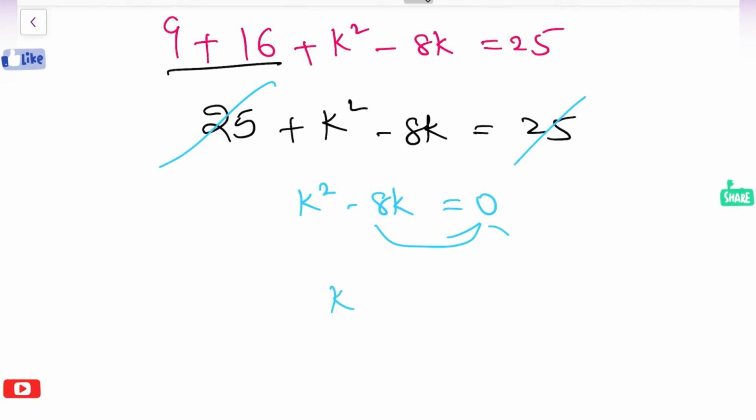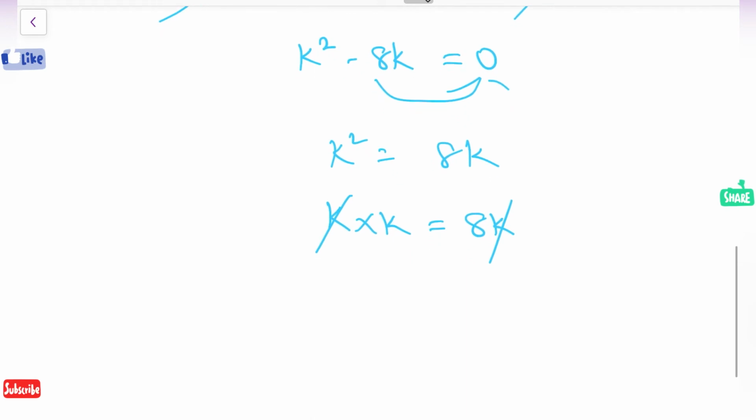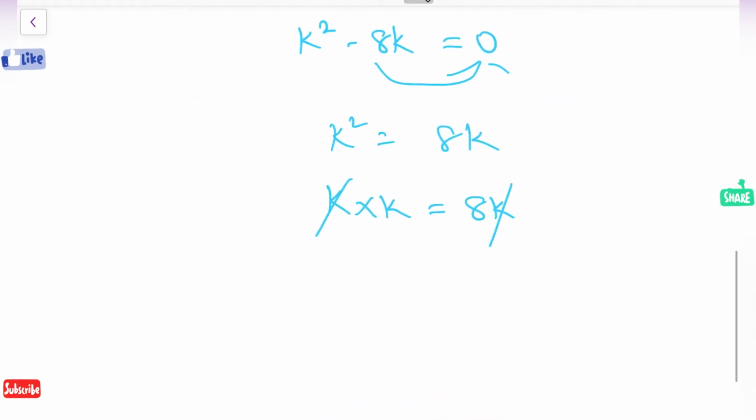So k square is equals to 8k. Here left side we have k square, that k square I will write as k into k, which is nothing but 8k. So here k will get cancelled. So we will get the k value as 8.